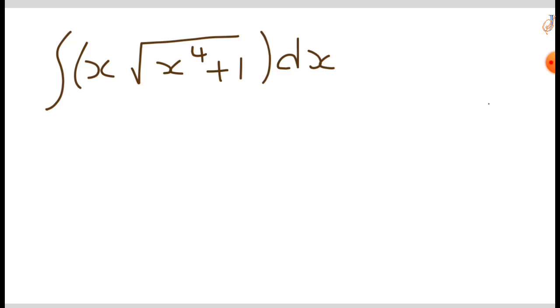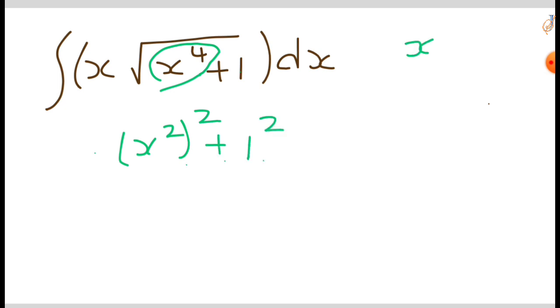In this video, we are going to solve this integration problem. We are given the integral of x times the square root of x raised to the power of 4 plus 1 dx. Let's see how to solve it. Observe this x raised to the power of 4. We can write it as x raised to the power of 2, whole power 2. And this 1 we can write as 1 raised to the power of 2.